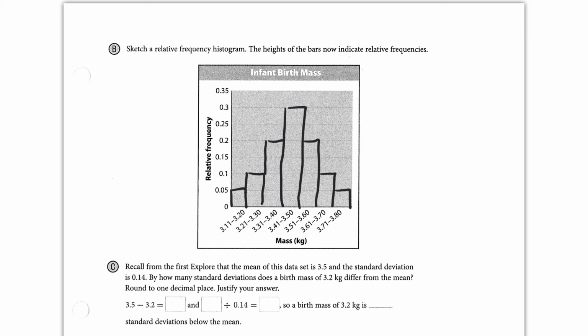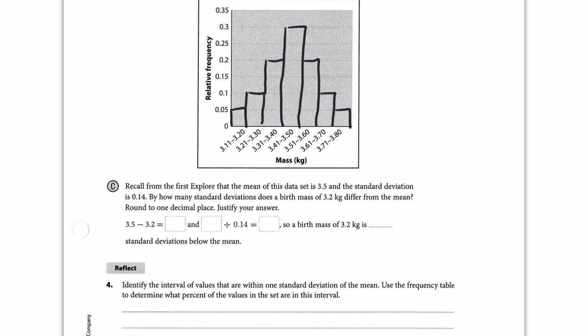Recall from the first Explorer that the mean of this data set is 3.5 and the standard deviation is 0.14. By how many standard deviations does a birth mass of 3.2 differ from the mean? Round to 1 decimal place. Justify your answer. So to start, we're going to figure out the difference between the mean and that birth mass of 3.2, which comes out to 0.3.